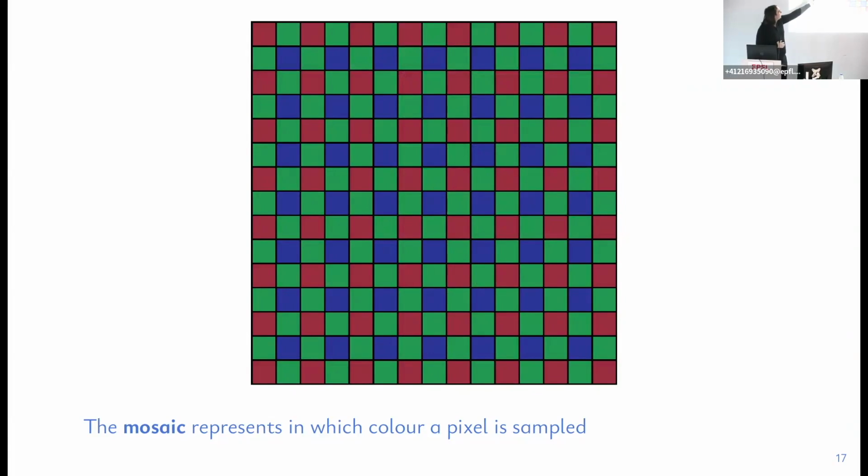So basically, this representation of the image is not known. You do not know, when you have your PNG or JPEG image, in which color each pixel was sampled. I want to know it.